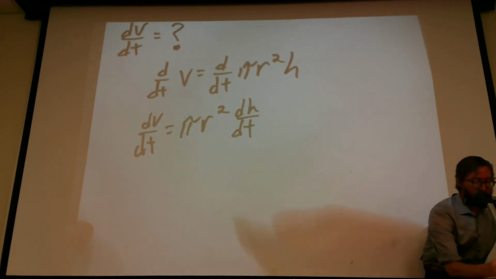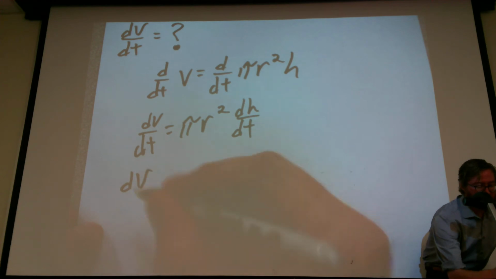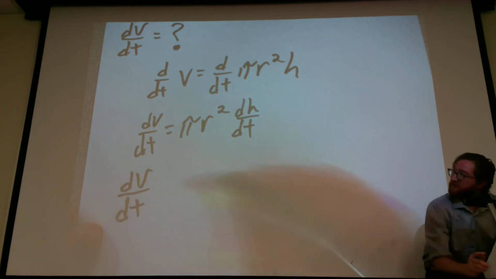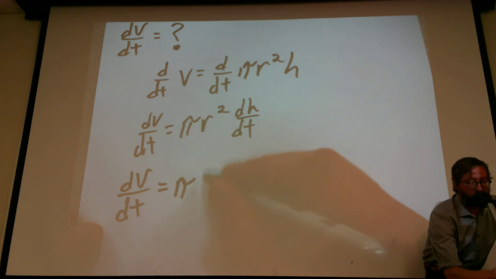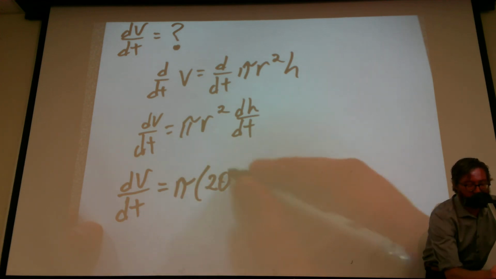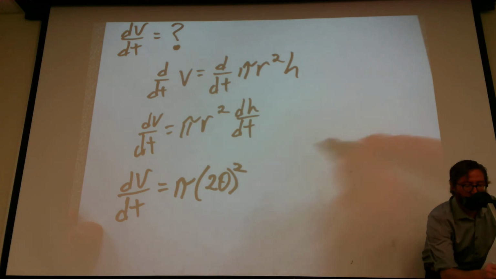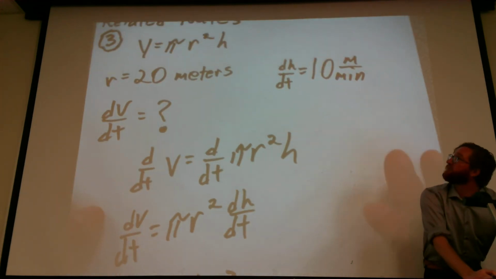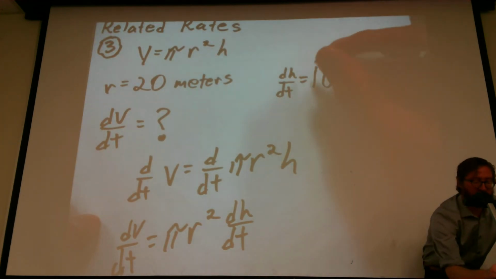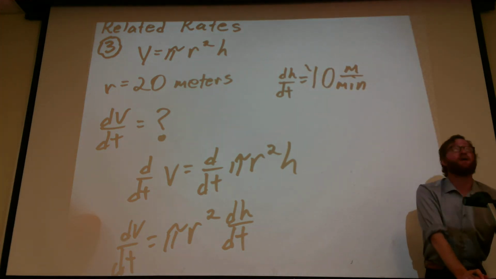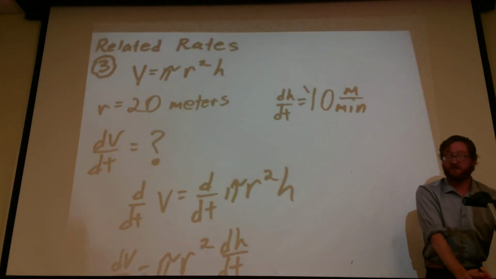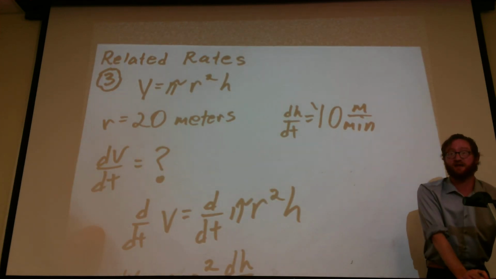So this gives us that the change of the volume with respect to time is going to equal pi, the radius, which is 20, and that gets squared, and then dh/dt. The height is decreasing, so that's a negative 10. Remember, if it's decreasing, it's negative. If it's increasing, it's positive. So we have to include that negative right there.